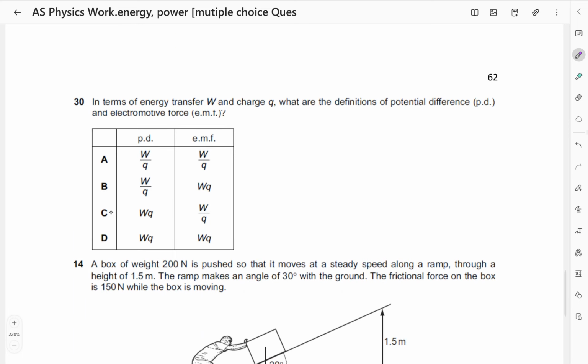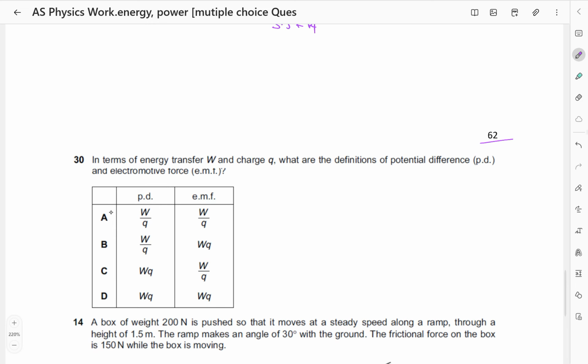In terms of energy transfer, W, and charge, Q, what are the definitions of potential difference and EMF? We know that potential difference is work done per unit charge, that is energy transferred from electrical to thermal per unit charge, that is V. And EMF is energy transferred from chemical to electrical per unit charge. So that is W over Q, which makes the answer automatically A.